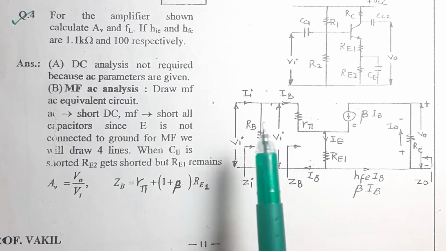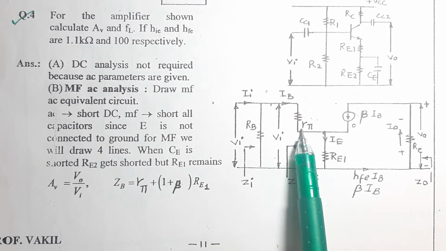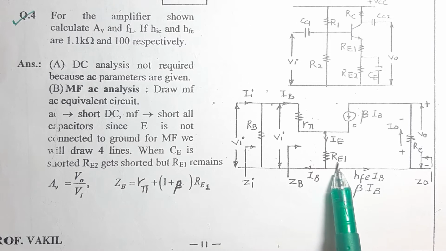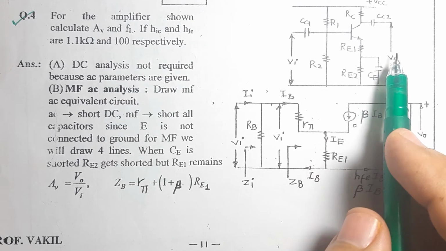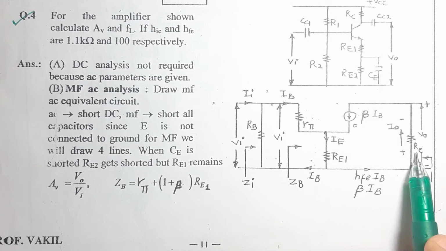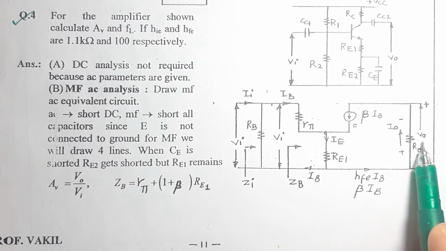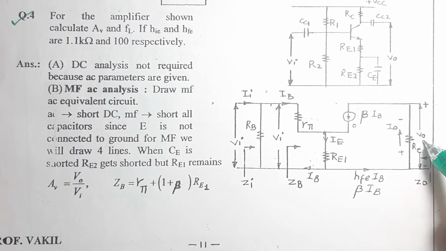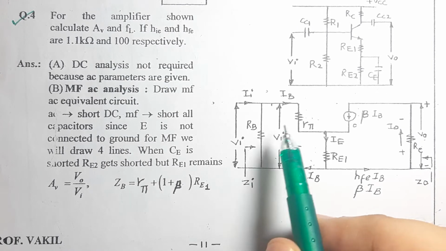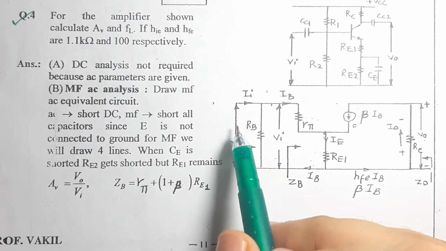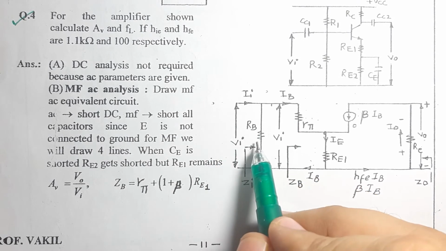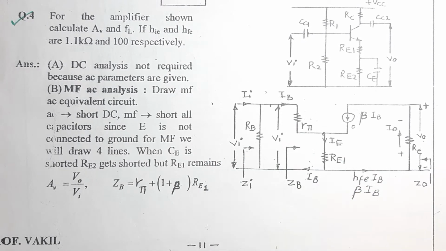Now the resistance present over here is R pi, and the resistance present over here is RE1. Since we don't have any output load resistance, the output current flows through RC from bottom to top, and VO is measured from top to bottom, hence VO will have a negative sign, or your gain would have a negative sign. At the input we don't have an RS and a VS, so it will be simply RB and your R pi at the input.